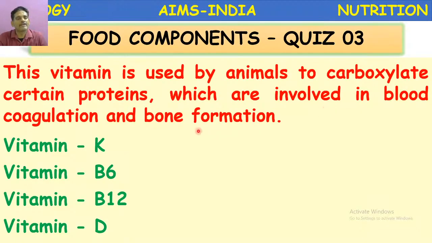Which is involved in blood coagulation? Very simple. And bone formation. Here, vitamin. Those who are in live chat, please answer. Yes, vitamin K. Blood coagulation, the anti-hemorrhage vitamin is vitamin K.